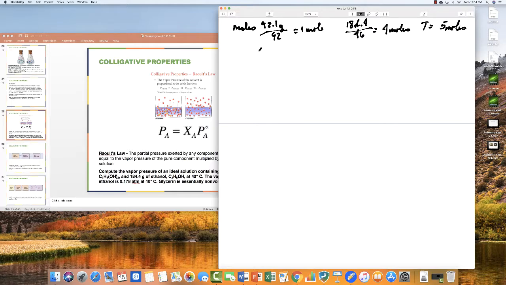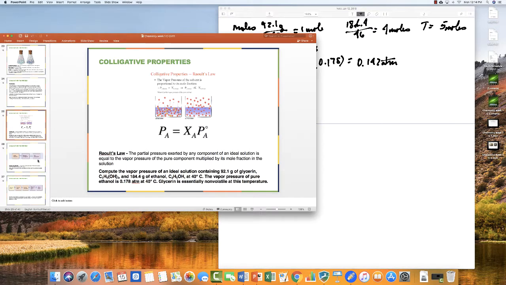And so the mole fraction of alcohol, which is what you need to know, is going to equal the moles of alcohol divided by the total moles, which is 5, so that's 0.8. And Raoult's law states that the partial pressure of ethanol is equal to the mole fraction of ethanol times its pure substance vapor pressure at this temperature. And if we do the math here, we get 0.142 atmospheres.